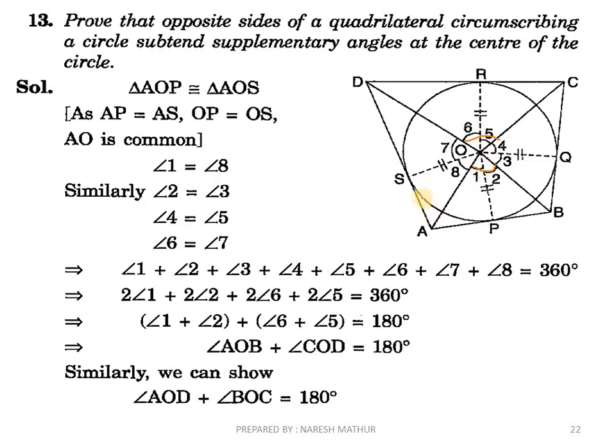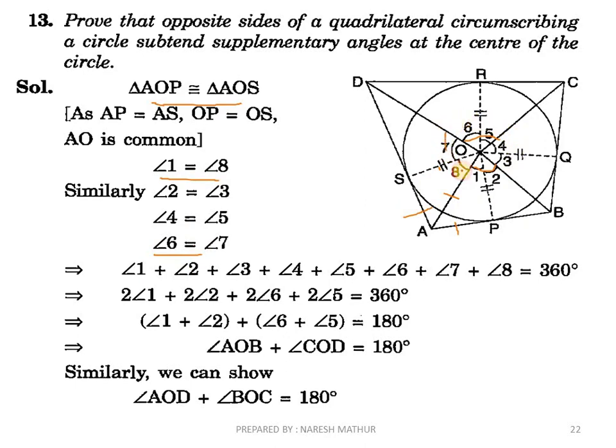So what we are going to do, let's say, see in the triangles AOP and AOS. In these two triangles, AS equals AP, tangents from the exterior point. OP will be common. OS equals OP, radius of the same circle. So again, by SSS criteria, we can write both triangles as congruent. So we can write angle 1 equals angle 8. Similarly, we can write 2 equals 3, 4 equals 5 and 6 equals 7.